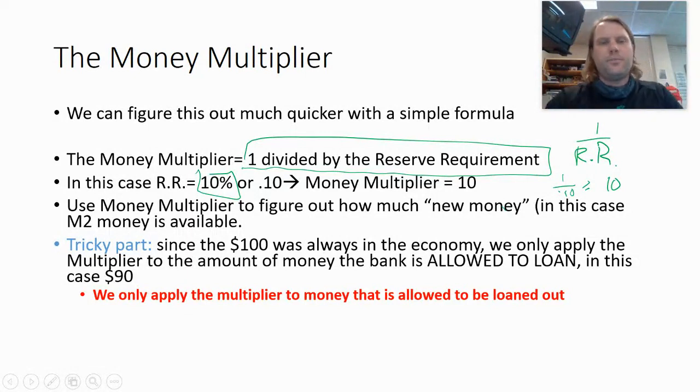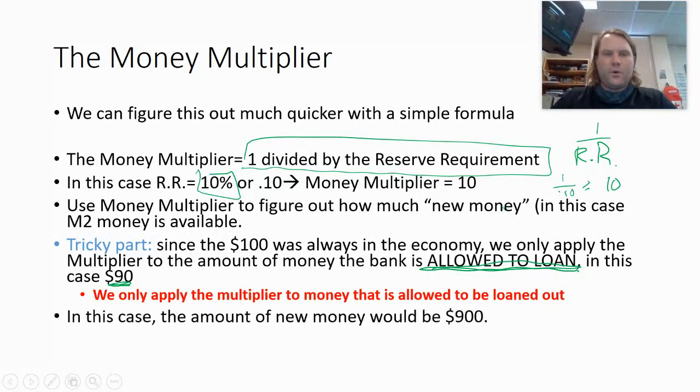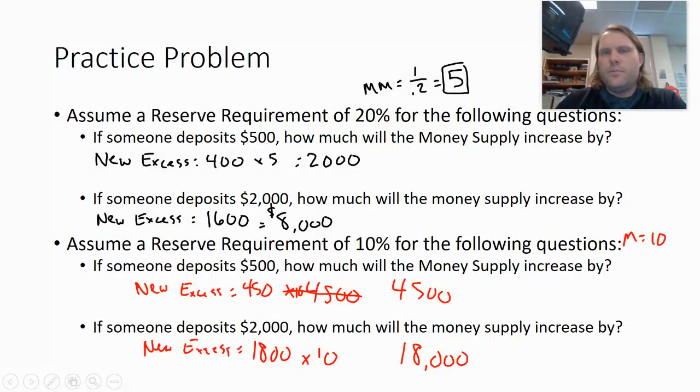Now, here's the tricky part. I have it kind of color coded down here. Since that $100 was always in the economy, we only apply the multiplier to the amount of money the bank is allowed to loan. This is a big key, and this is the thing that people miss. In this case, it's $90. The bank's only allowed to loan out $90. So we take the money multiplier times our new money allowed to be loaned out, and we get $900. So you've got one more step in there that you've got to remember to keep straight, which after we practice it a few times is going to be pretty straightforward.